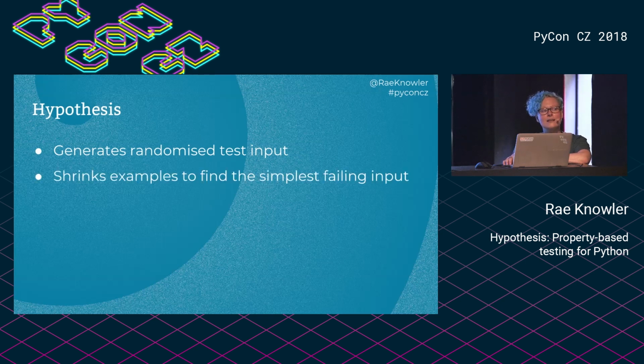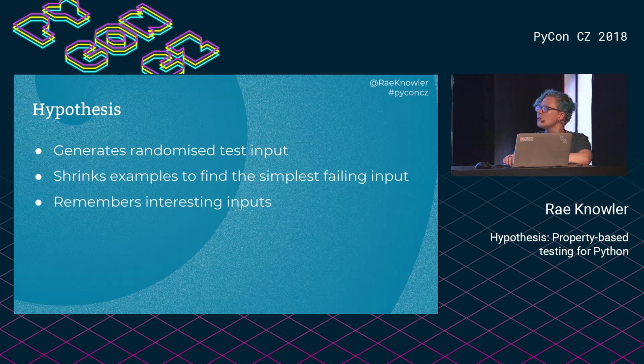The really nice thing about Hypothesis, and part of what I think really does start to make it special, is that once it finds a failing case, it shrinks the examples it's found to find the simplest possible failing input. So you can really see, oh, this is what makes it fail.